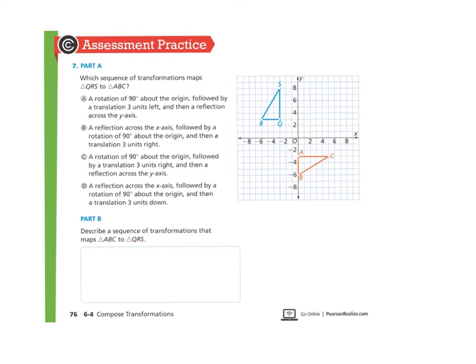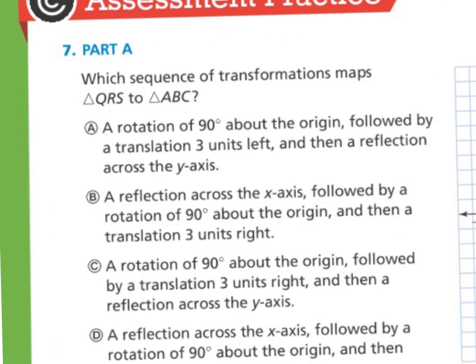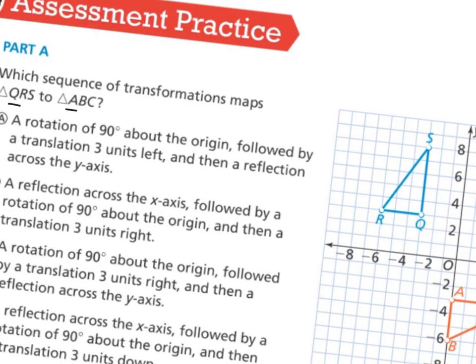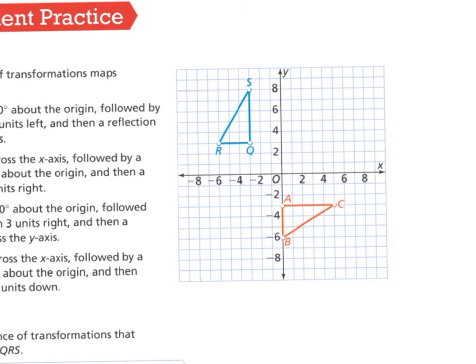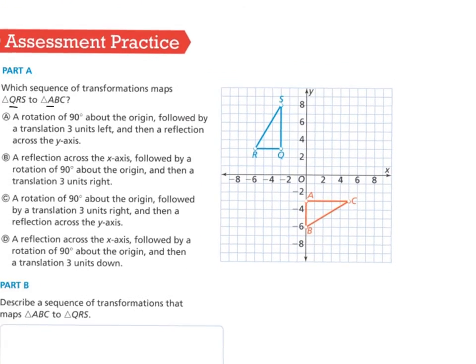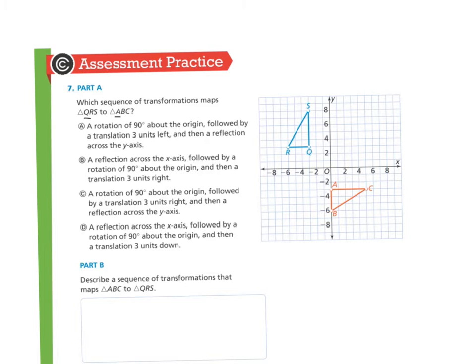Number 7, they're asking which sequence of transformations maps triangle QRS to triangle ABC. So if you look at this one, when they're changing letters on us again here, the Q and the A would match up, for example. So if you look at where the Q and A are right now, it looks to be that we might be doing a couple things. We might be doing a reflection and a rotation here to get that to happen.